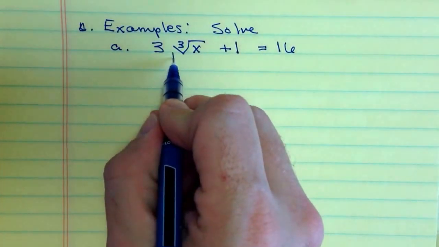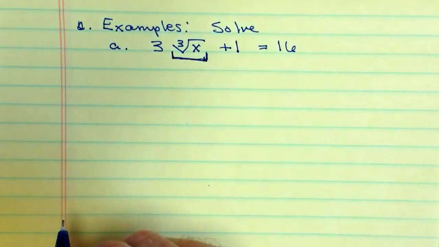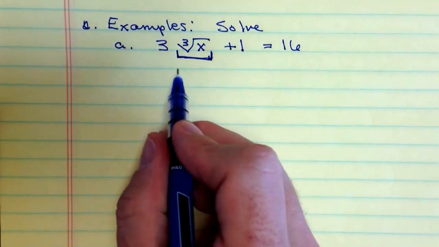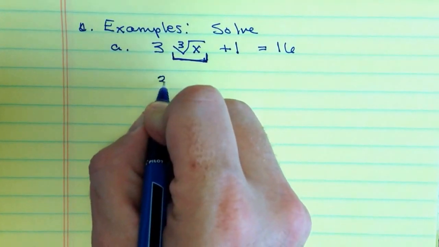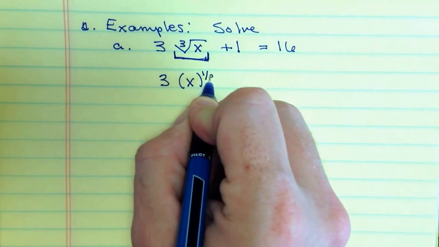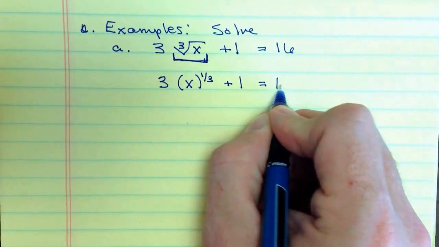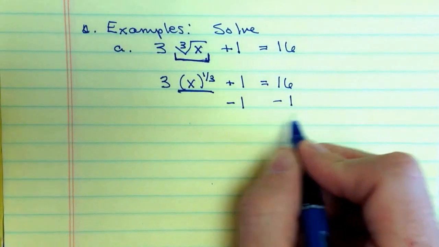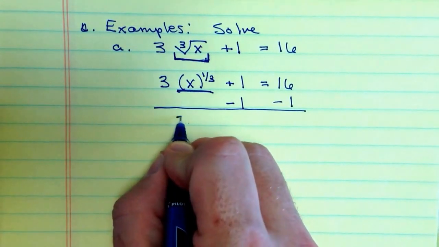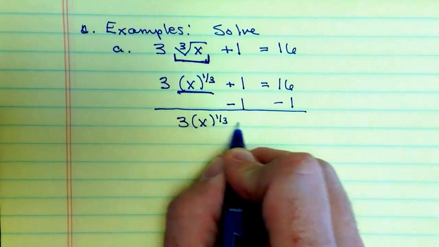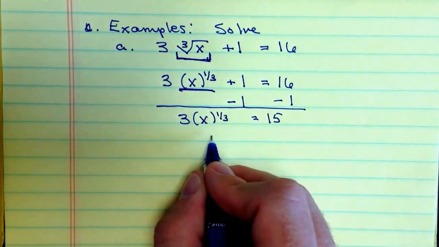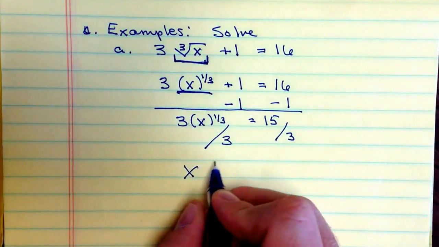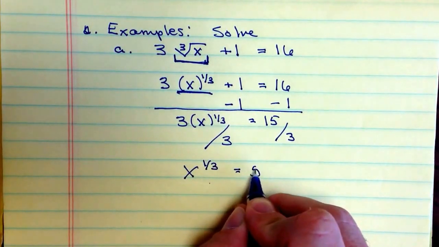Alright, well, here's the exponent part, right? So I want to solve for this first. So also, we don't like roots. It's easier to deal with exponents. So remember, the cube root is an exponent of 1/3. So this is going to become 3 x to the 1/3 power plus 1 equals 16. So I want to solve for x to the 1/3. So I subtract 1 from each side. That gives me 3 x to the 1/3 equals 15. Then we divide each side by 3. So we get x to the 1/3 equals 5.